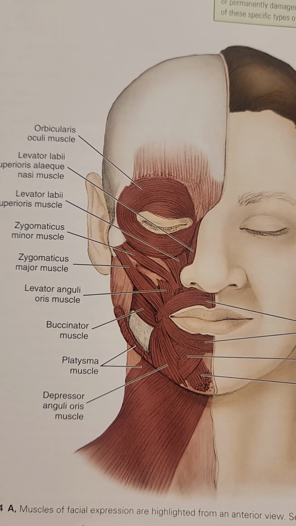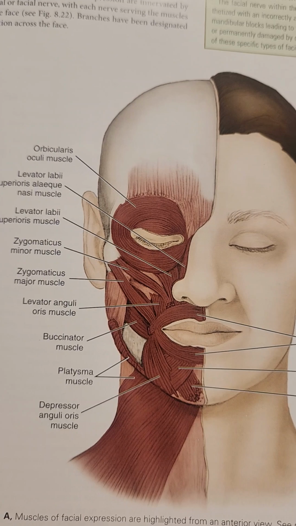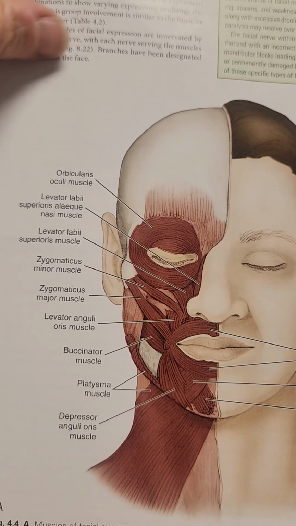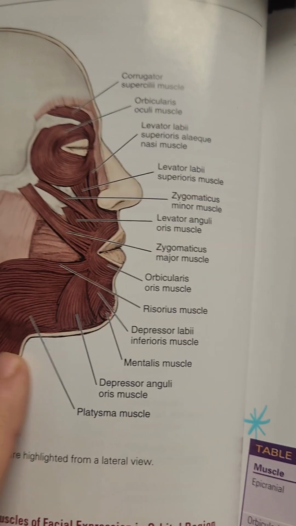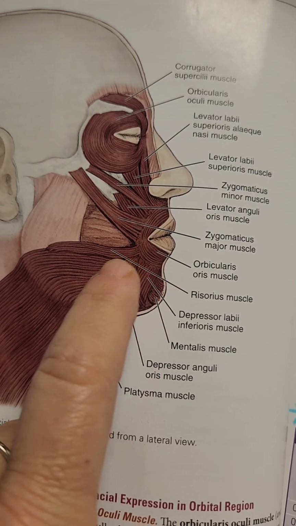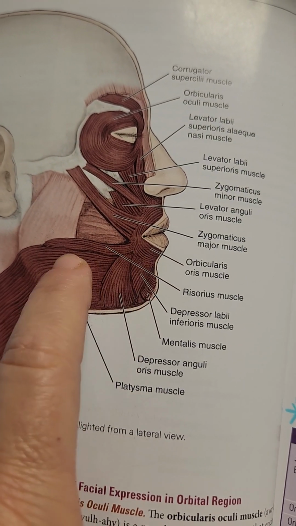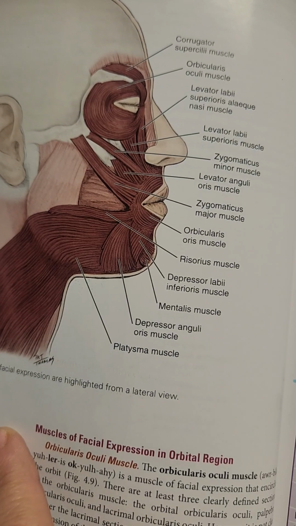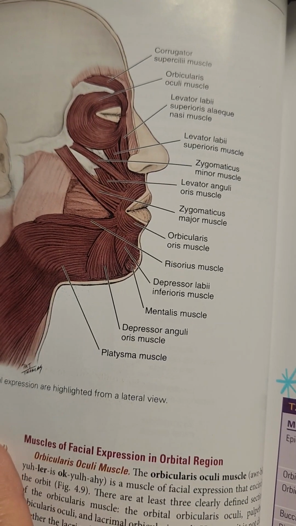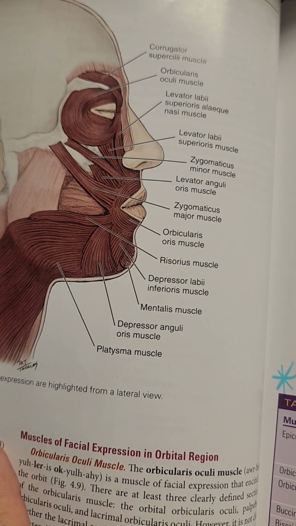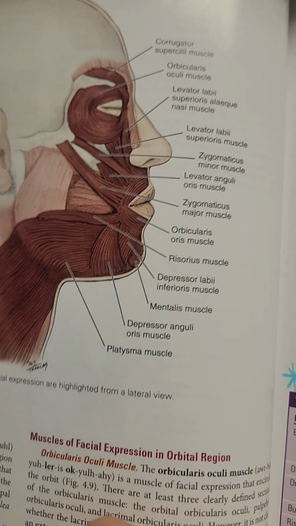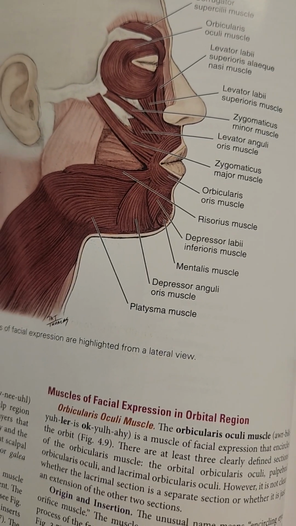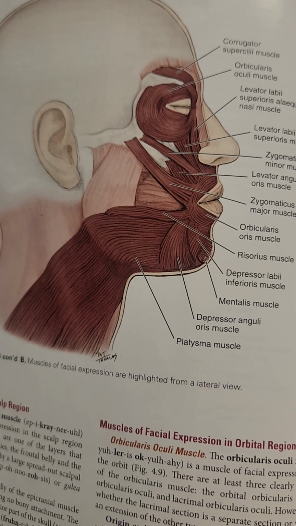We have the risorius as the next one. And the risorius, you have to take a look at in this area right here. So the risorius muscle from this view. The origin is the fascia superficial to the masseter, and the insertion again is the labial commissure. This stretches the lips, and this makes it so we smile wide.